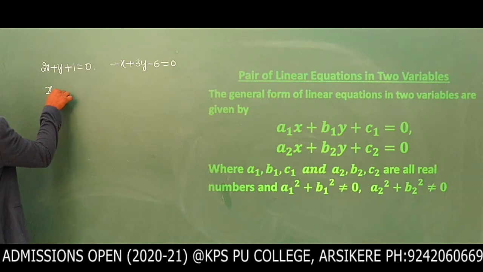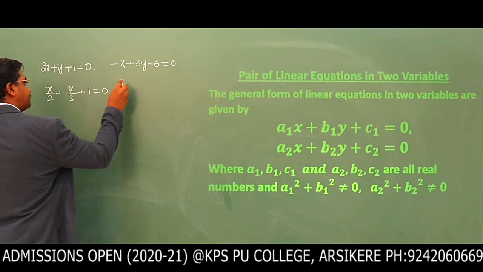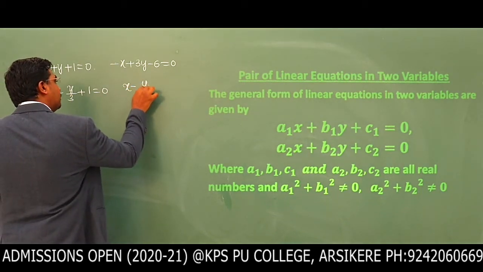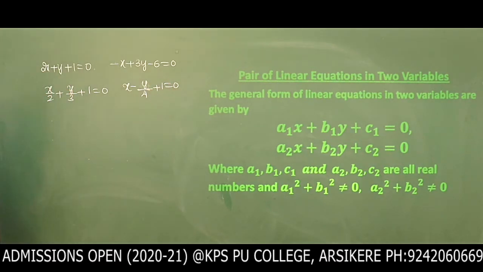x divided by 2 plus y divided by 3 plus 1 is equal to 0. And x minus y divided by 4 plus 1 is equal to 0. These two are a pair of linear equations. So x and y appear in the first degree, or the degree of x and y here is 1. So this is called a linear equation.